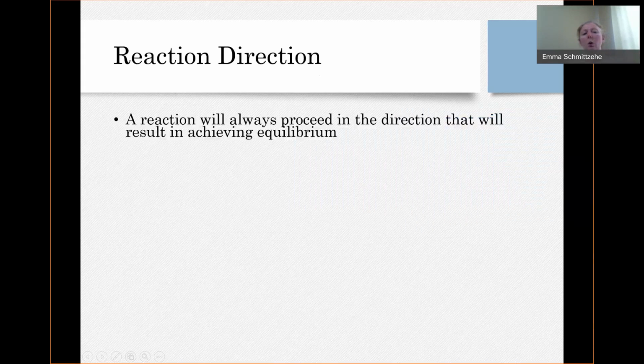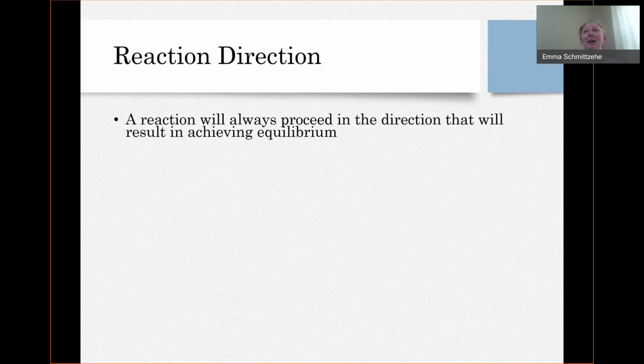Okay, so when we're talking about equilibrium shift, we want to know the reaction direction. So is it going in the forward direction or is it going in the reverse? Basically, the reaction's always going to proceed in whatever direction is going to achieve equilibrium. So if it's not at equilibrium and it has too many reactants, it's going to go towards products to get to equilibrium. If it has too many products, then it's going to go towards reactants.